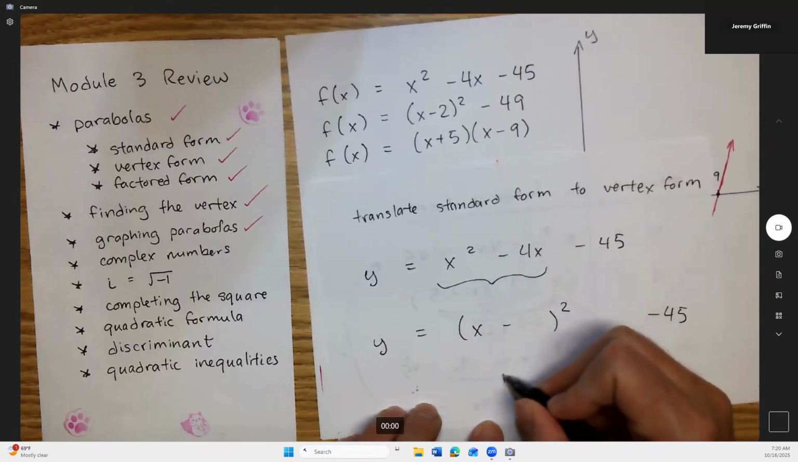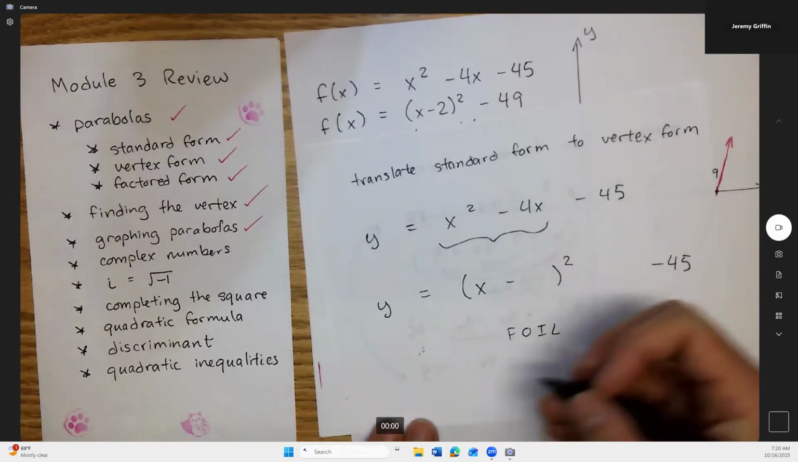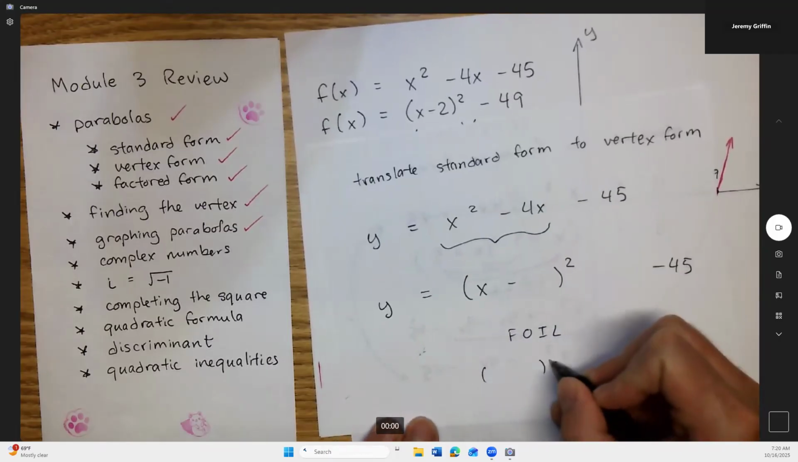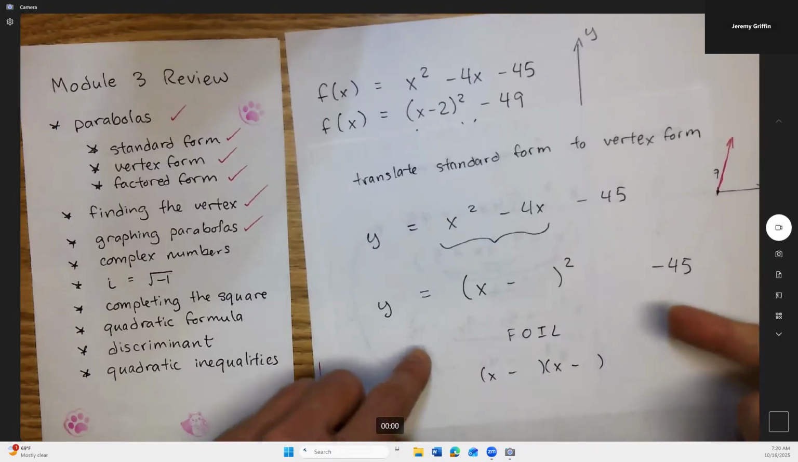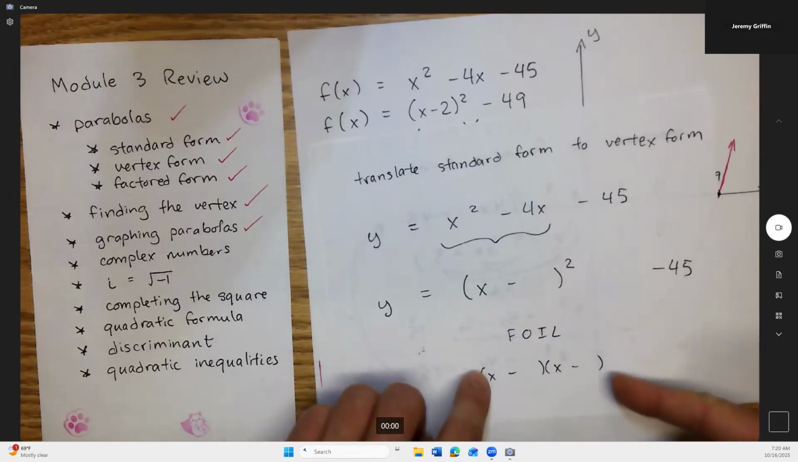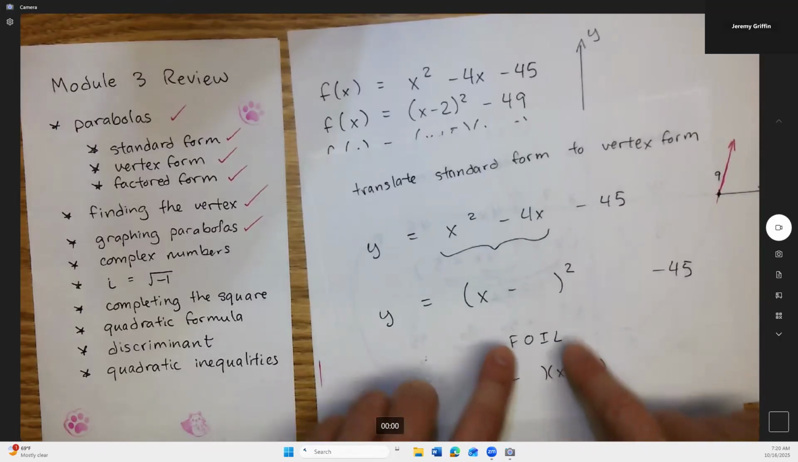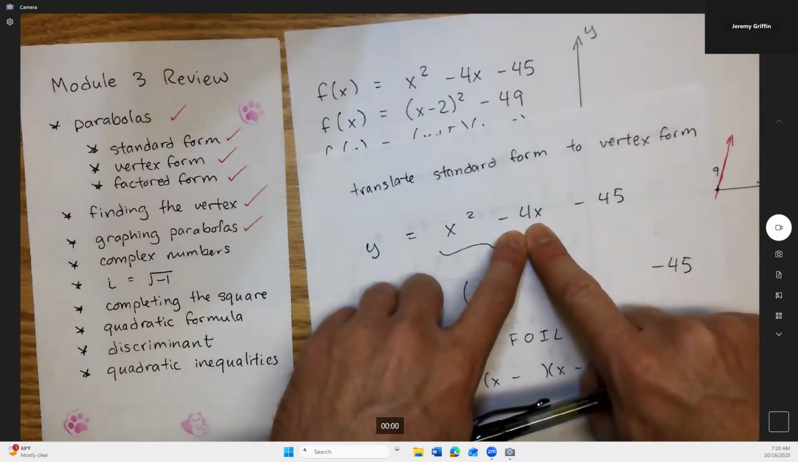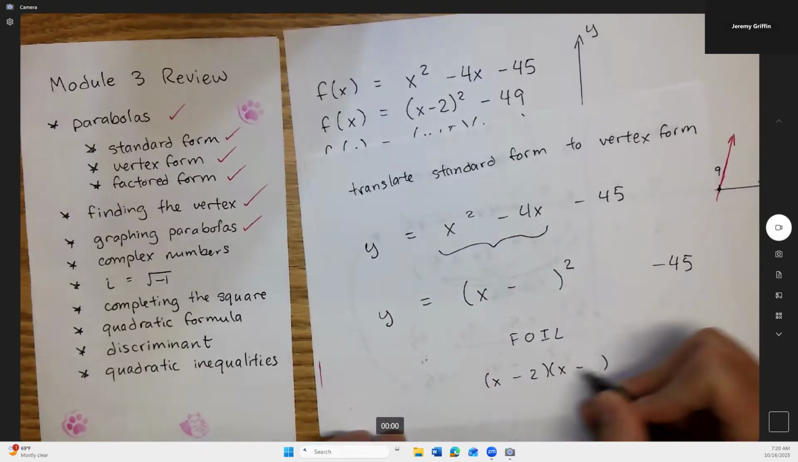I'm still thinking FOIL in the back of my mind. But you guys know what something squared is. It's just that thing times itself. So it's like x minus something. What is the something that goes here so that when it adds to itself, it creates minus 4? Well, it's got to be minus 2 and minus 2. Wouldn't it have to be that?